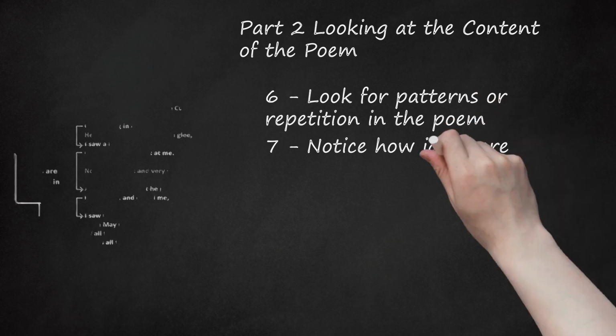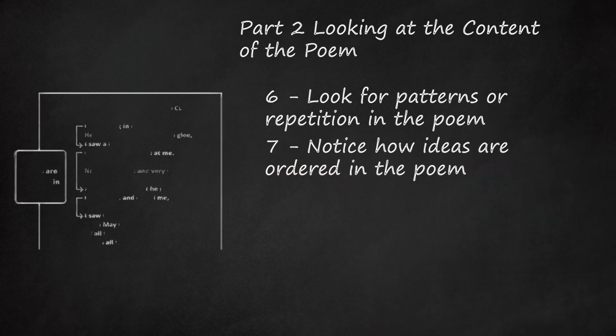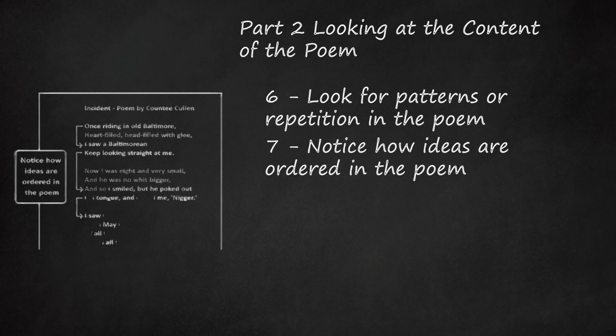7. Notice how ideas are ordered in the poem. Another pattern you could look for is how the ideas in the poem are ordered. Are they placed in a chronological order, moving from present to future? Or do the ideas jump around in time, moving from past to present to future and then back to past? You may also notice if the poem does not have any time-based ordering and instead seems ordered by another organizing idea, such as scraps of conversation in the poem or the use of another theme.